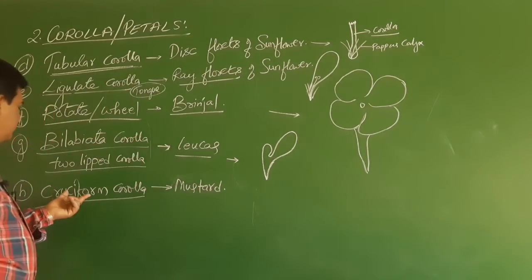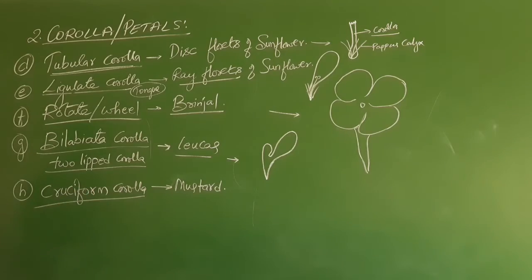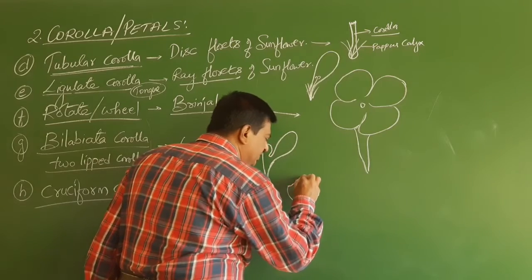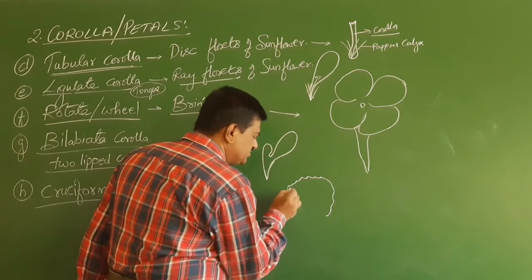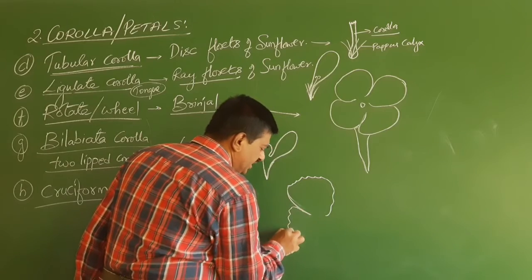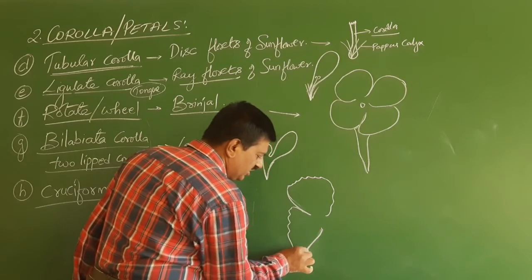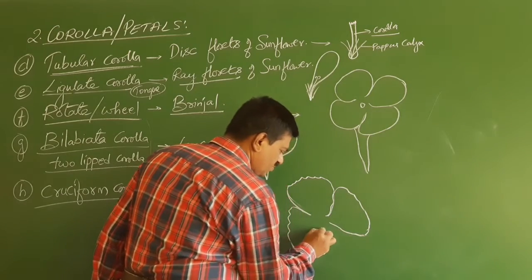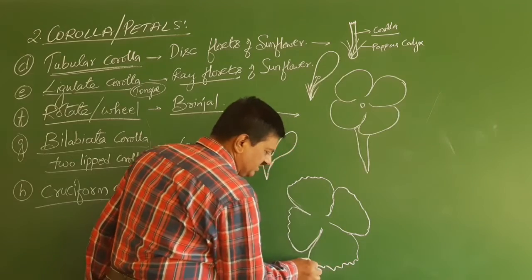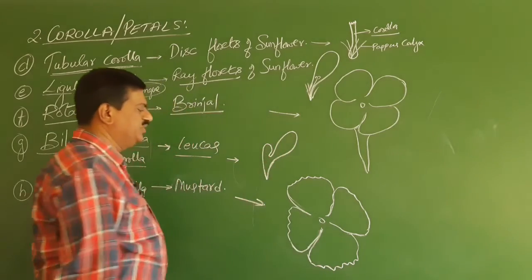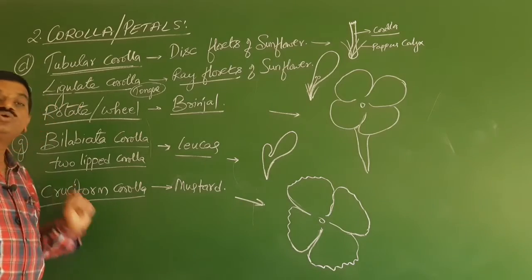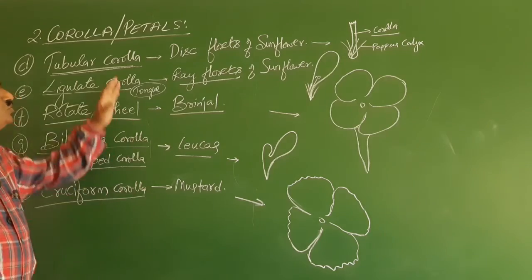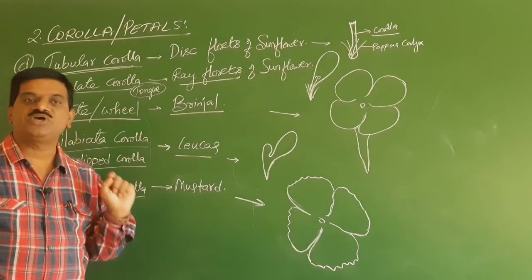Now we go for the cruciform corolla. In a cruciform corolla, there are 4 petals, and these 4 petals are cross-wise. So here you can see like this. Like this, there is a presence of a cross that can be noticed, and it is usually called as cruciform. This can be noticed in mustard, Brassicaceae. So all these are nothing but different types of corolla.